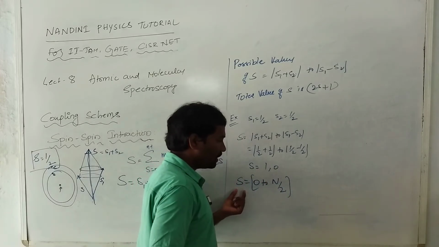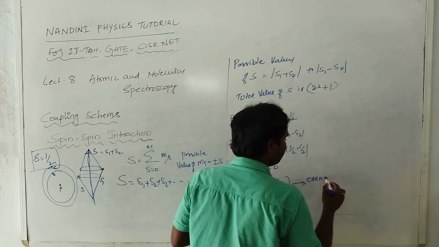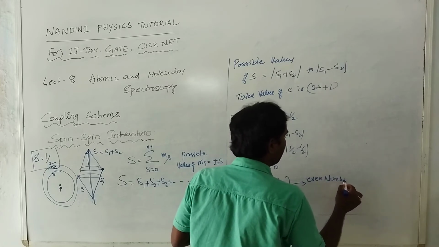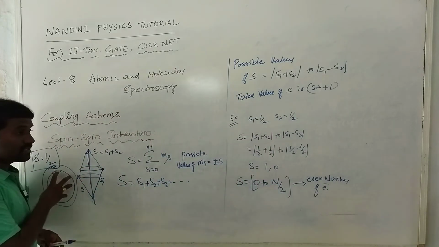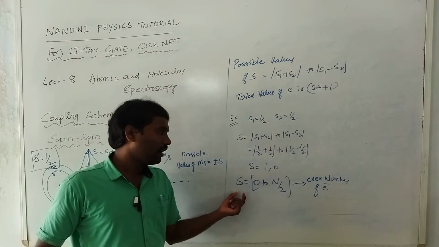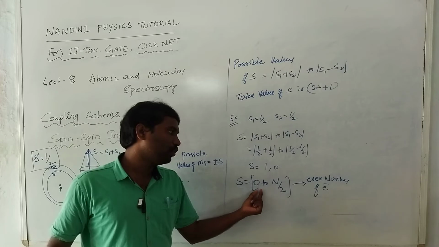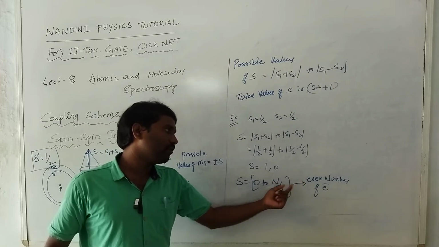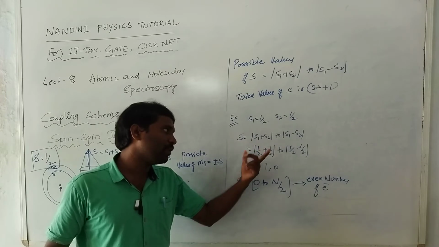This is for an even number of electrons. Suppose this hydrogen atom consists of an even number of electrons, then this is the shortcut formula: 0 to n by 2 is the total angular momentum for an even number of electrons. So every time you need not do this calculation.